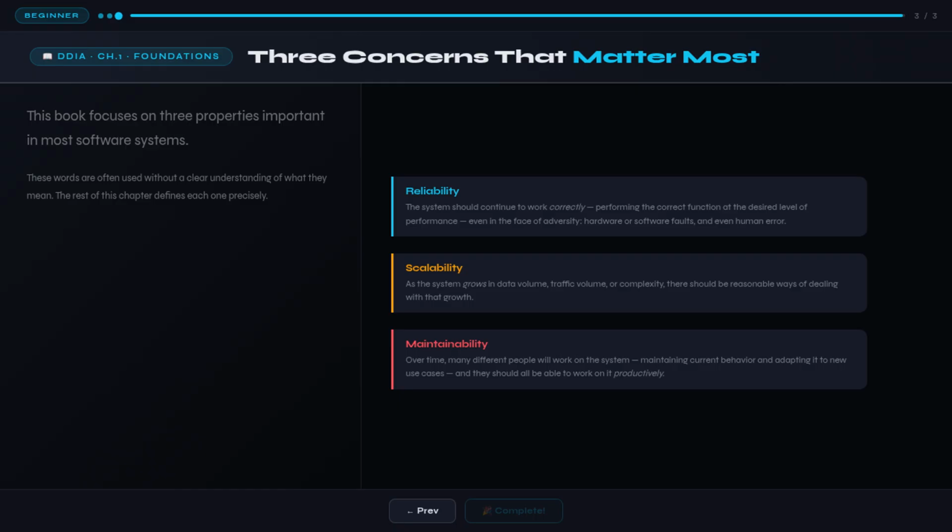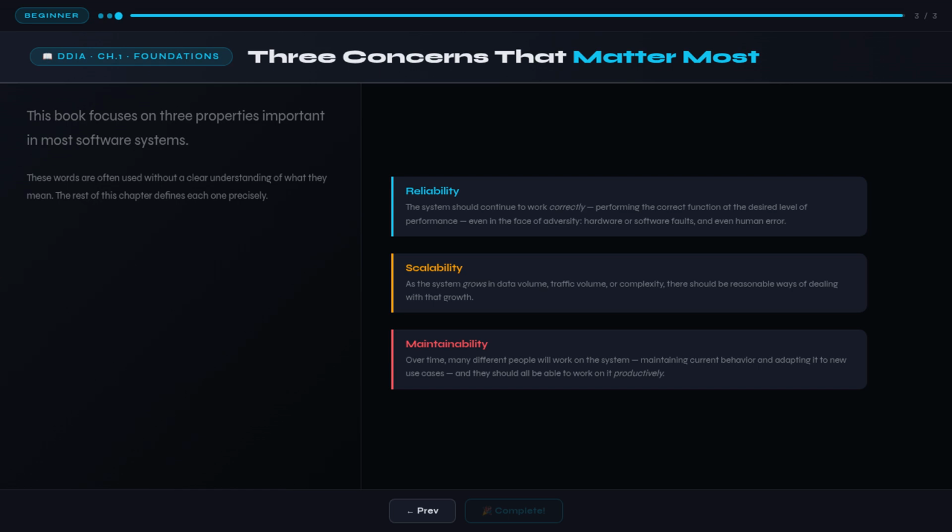The second is scalability. As the system grows in data volume, traffic volume, or complexity, there should be reasonable ways of dealing with that growth. Notice the book doesn't say it should automatically scale. It says there should be reasonable ways to cope. Growth always requires deliberate architectural decisions.